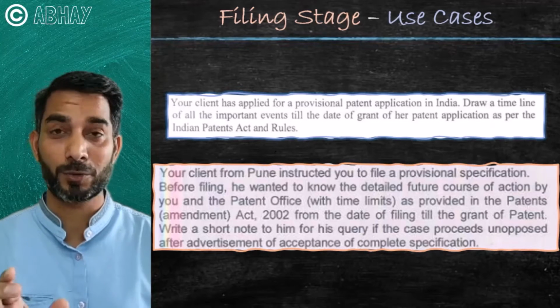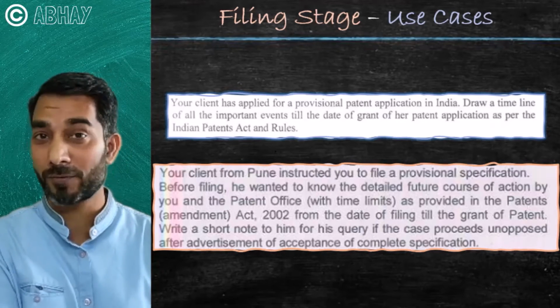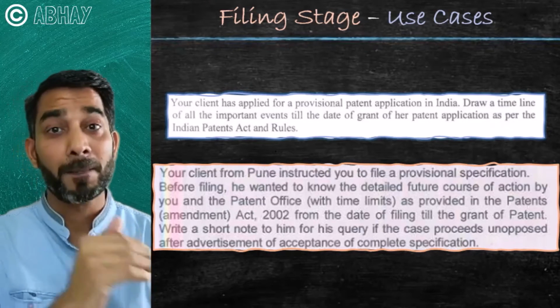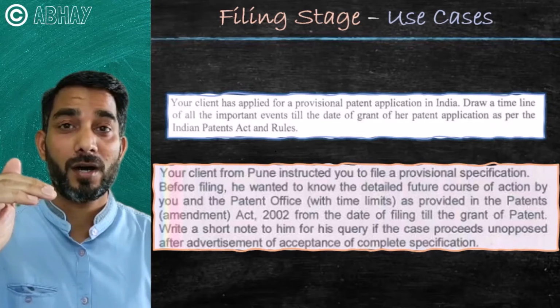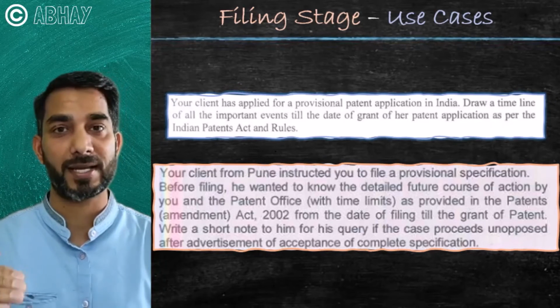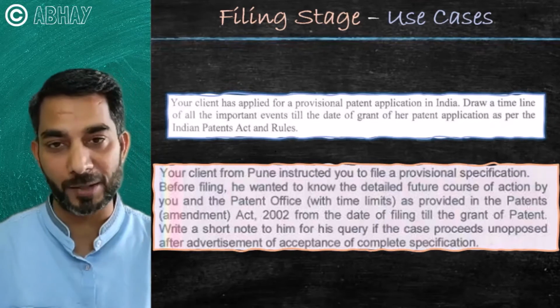Within 12 months, you need to file a regular application. From there on, publication. From there on, request for examination, and then response to FER, and then the process of grant. You need to know the steps and the timeline associated with all possible scenarios that can happen as the patent application goes through to grant. Let's look at the second one.